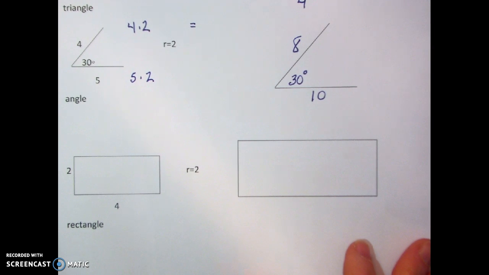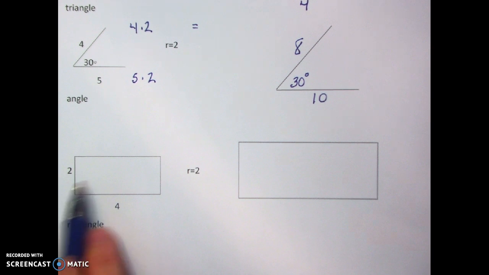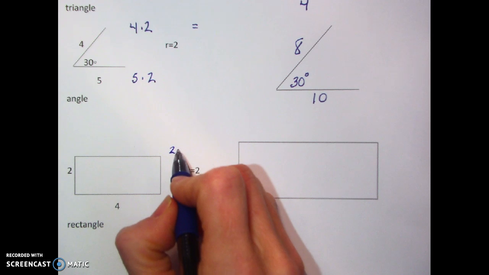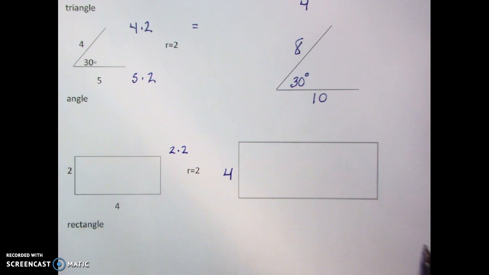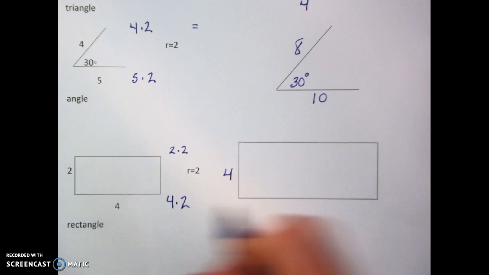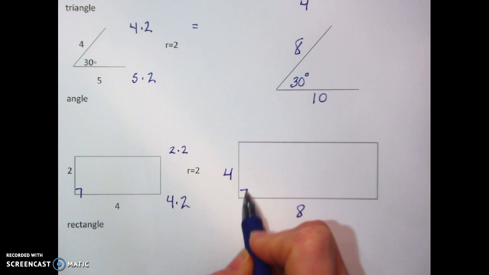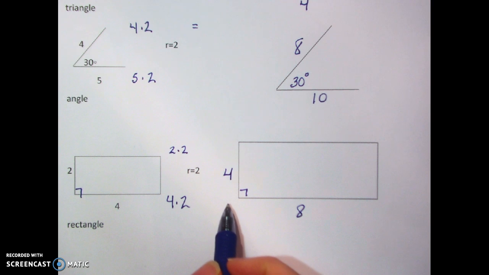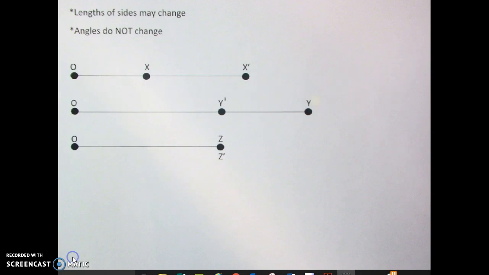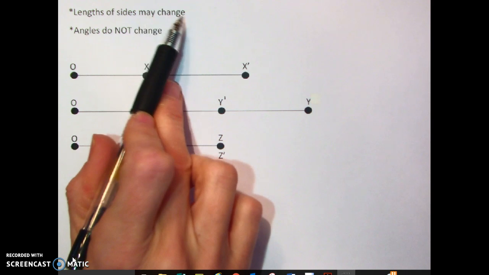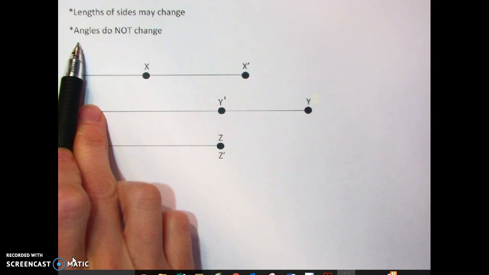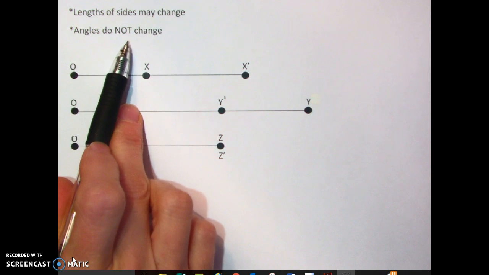One more. If you have a rectangle, this side is 2. 2 times 2, this side will now be 4. This side is 4. 4 times 2, this side will now be 8. The angles in the corners are still right angles. They're still 90 degrees. They did not change. Alright, so to summarize, the lengths of the sides may change, but the angles within those shapes do not change.